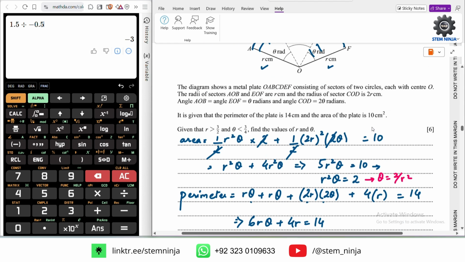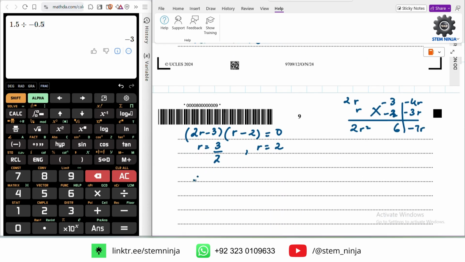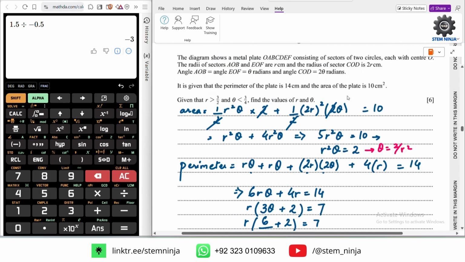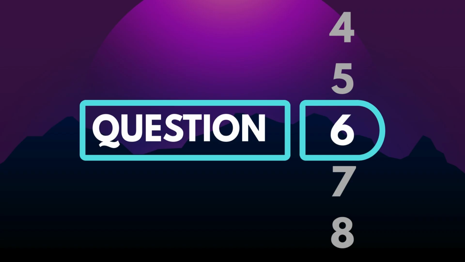Okay, so they gave us the condition that r is greater than 3 over 2. So that means therefore r is 2. Now we can find out theta, that is 2 over r squared. So 2 over 4, that is half radians. And that's it for this question. Let's move on to the next one.